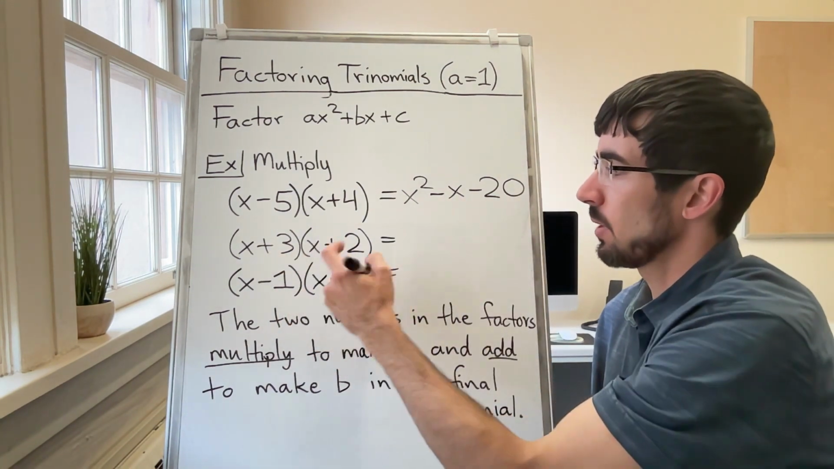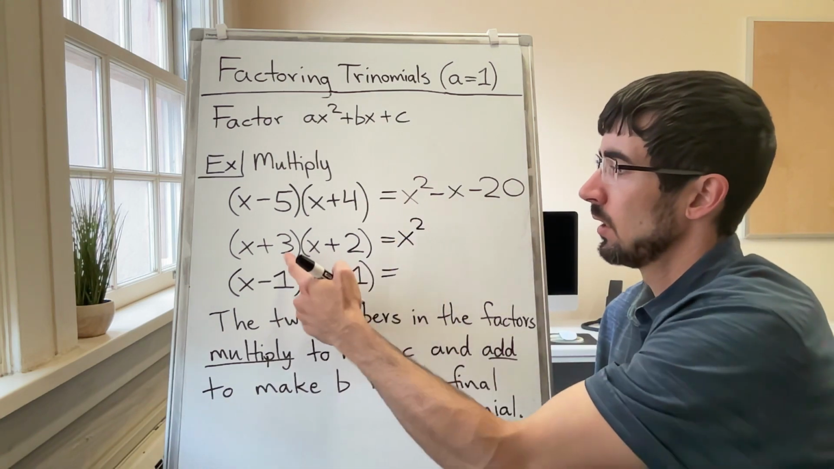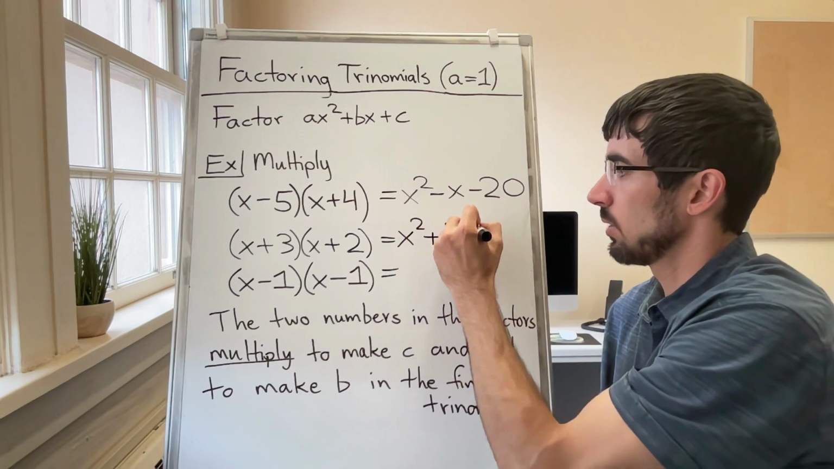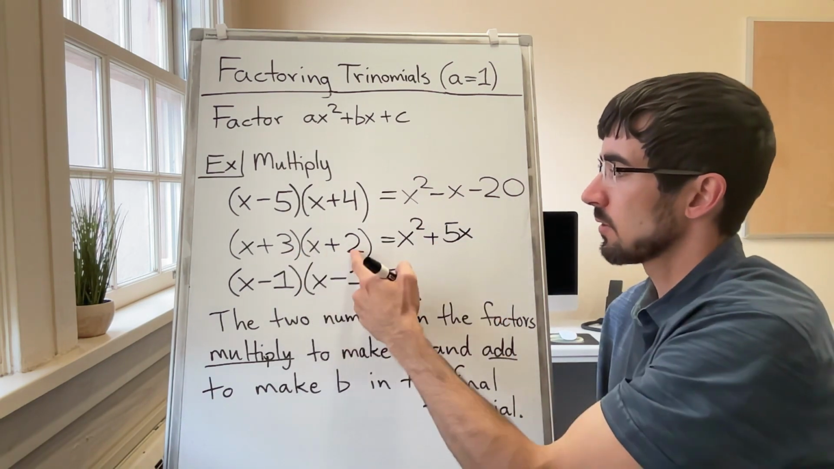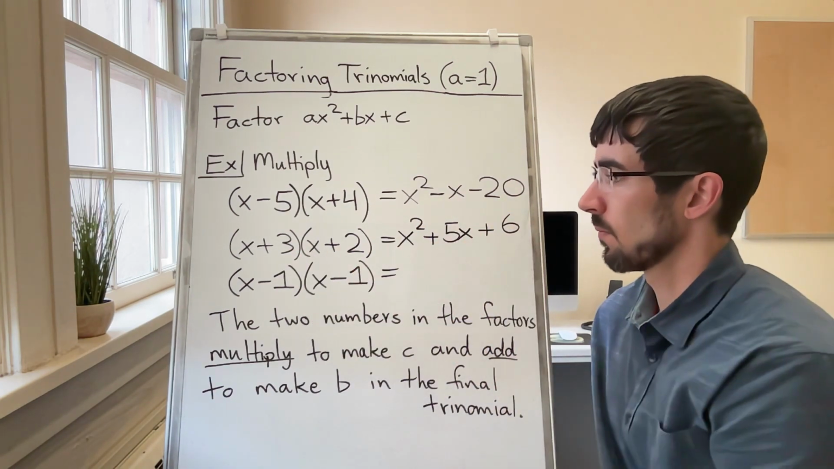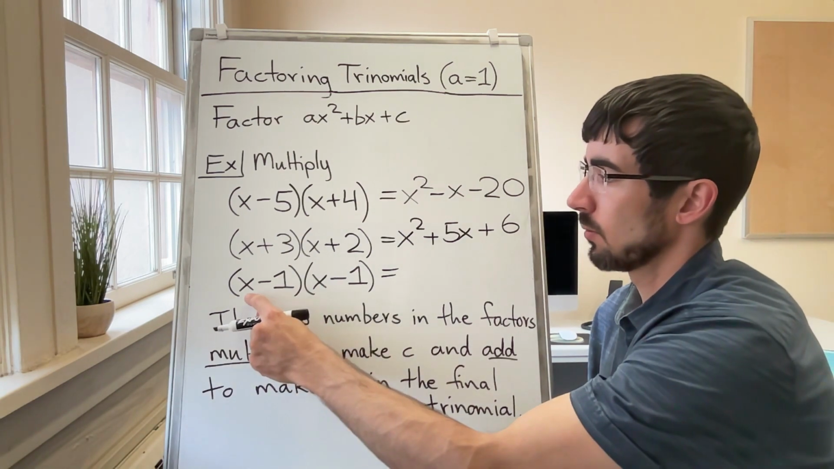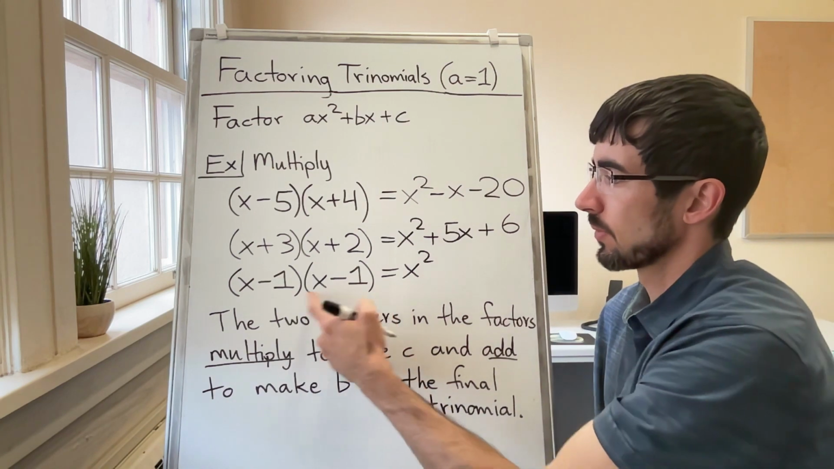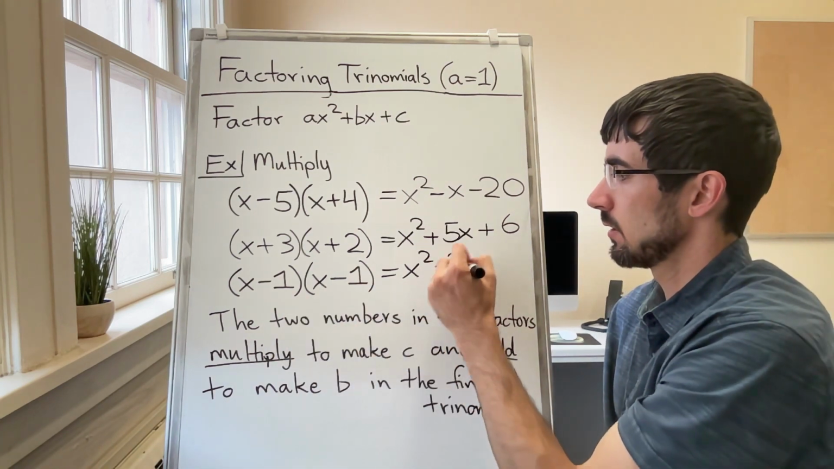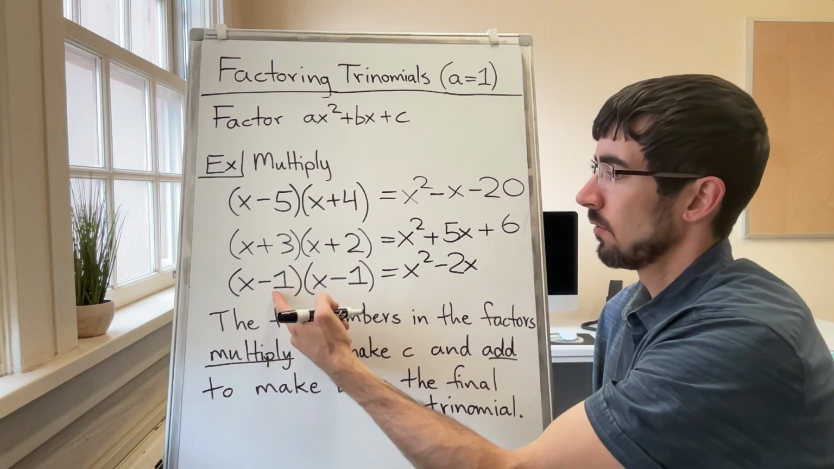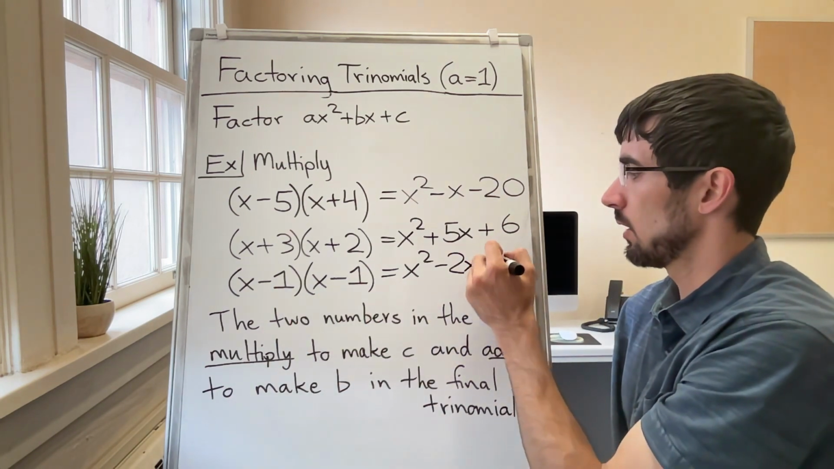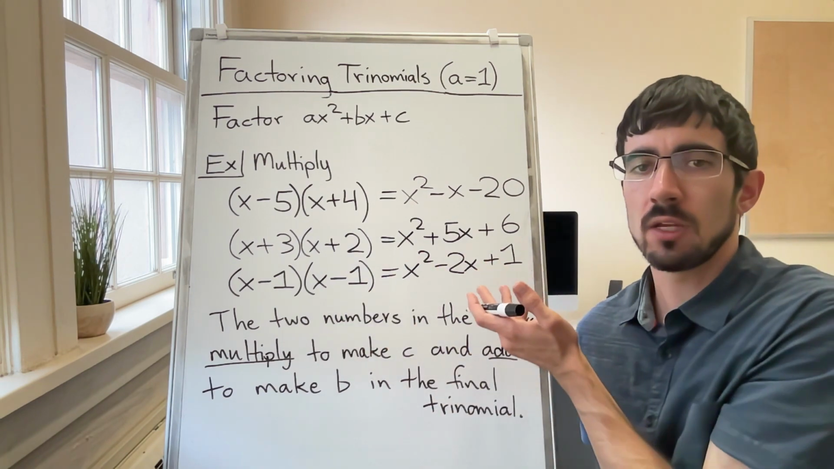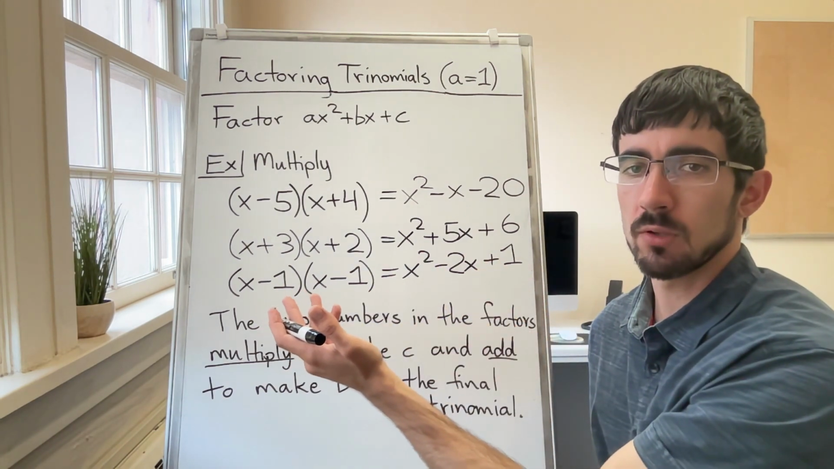As I multiply these binomials, I'll have x squared plus 3x plus 2x, which gives plus 5x, plus 3 times 2, which is 6. Finally, another one, x times x is x squared, minus 1x, minus another 1x, that's negative 2x. Finally, we have negative 1 times negative 1 is positive 1. So here's some trinomials that I created by multiplying 2 binomials together.